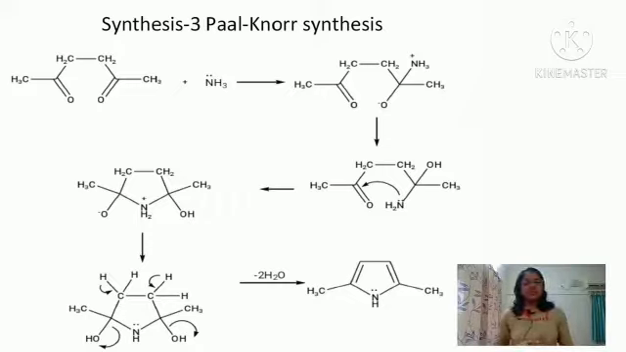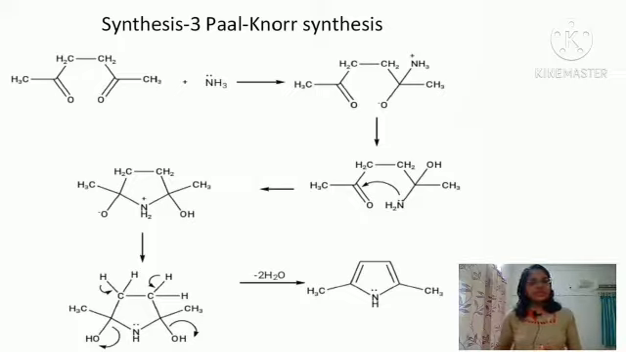Again, one of the hydrogen atoms from the nitrogen atom is shifted to the oxygen, and thereby the lone pair of electrons on the nitrogen atom is retained. So the last step in the mechanism is the elimination of 2 molecules of water, thereby resulting in the formation of a substituted pyrrole by the Paal-Knorr synthesis.